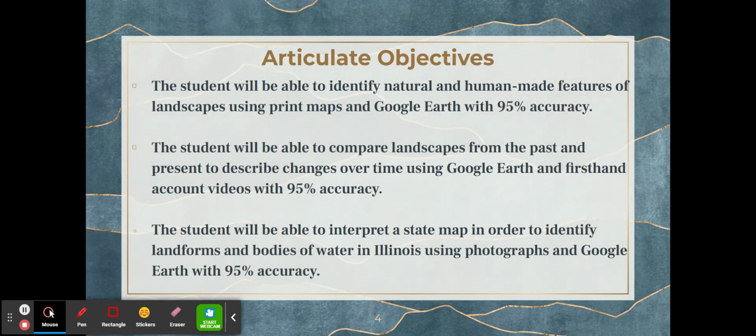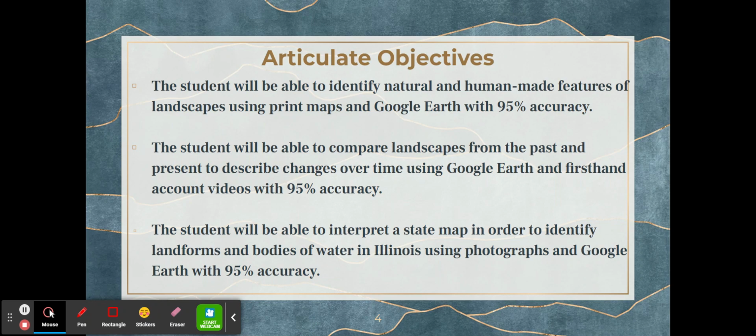So in this instructional unit, we have various objectives that we are expecting our students to meet. And you will see that every one of our 6 objectives ends with our students hopefully being able to show these skills with 95% accuracy. Initially, we want our students to be able to identify natural and human-made features of landscapes, and they will be doing this using print maps as well as Google Earth. We also want our students to be able to really compare landscapes from the past and also the present. And we want them to be able to describe those changes and what has occurred over time.